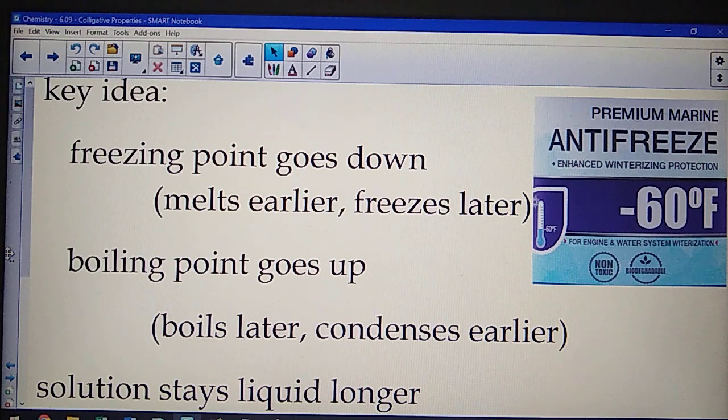The 2 colligative properties that I would like to focus on are freezing point and boiling point. You need to know that when you add something, the freezing point will always go down. It'll melt earlier or freeze later. It doesn't matter what you add, salt, sand, kitty litter, freezing point always goes down no matter what. At the same time, the boiling point will also go up. It'll boil later and condense earlier. The net result is that anything makes a solution stay liquid longer.